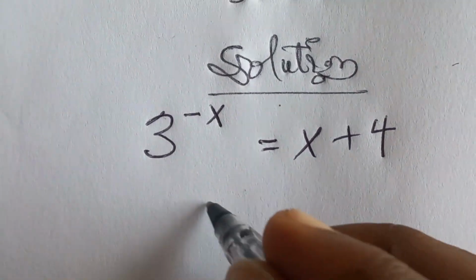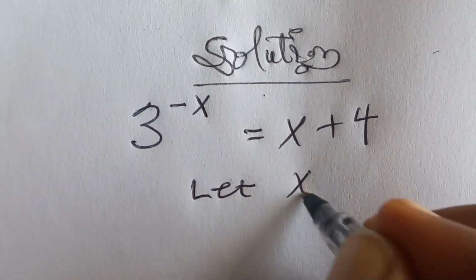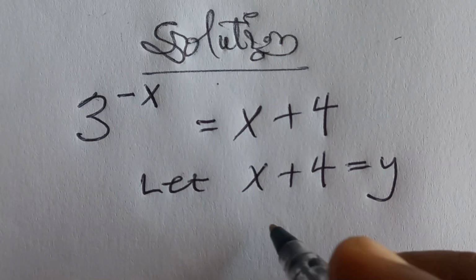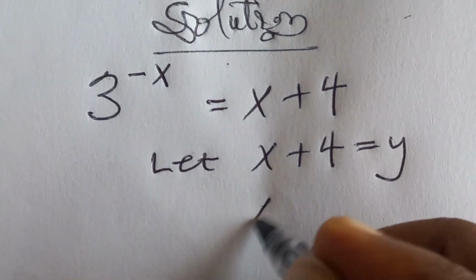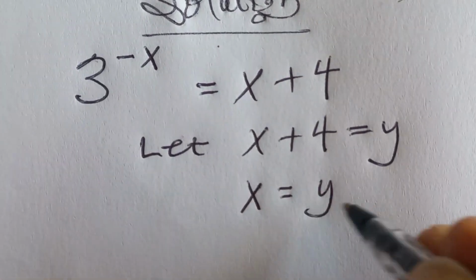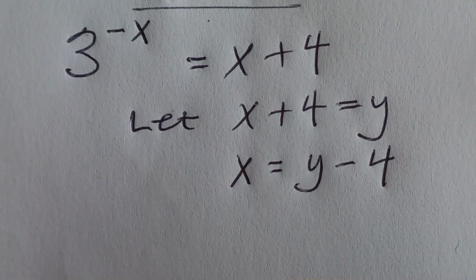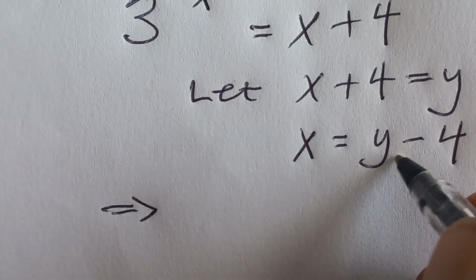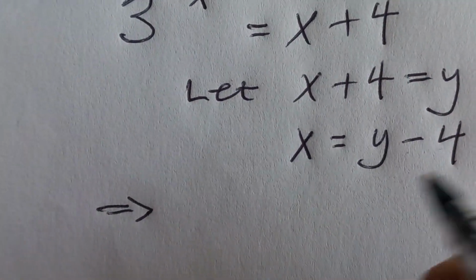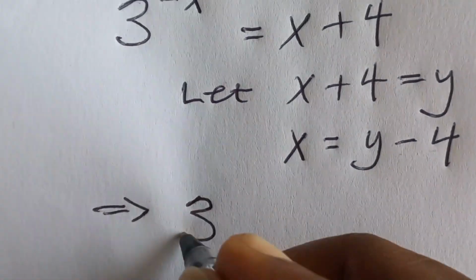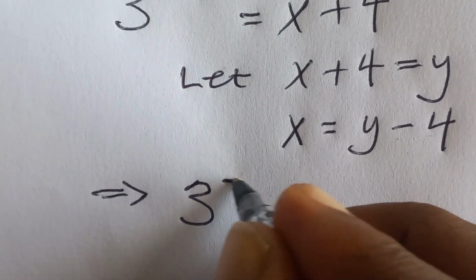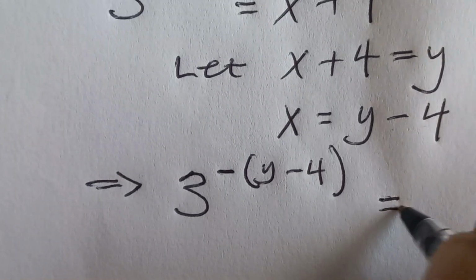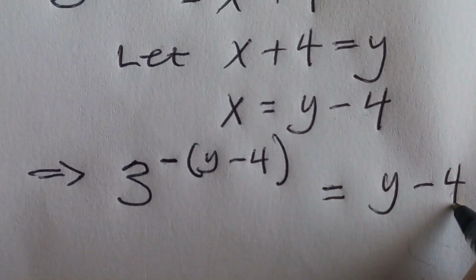From here, let our x plus 4 be equal to y. So we can say that our x is equal to y minus 4. Okay, now let's put x is equal to y minus 4 in our equation. So it now becomes 3 exponent negative into bracket y minus 4, and it's equal to y minus 4 plus 4.